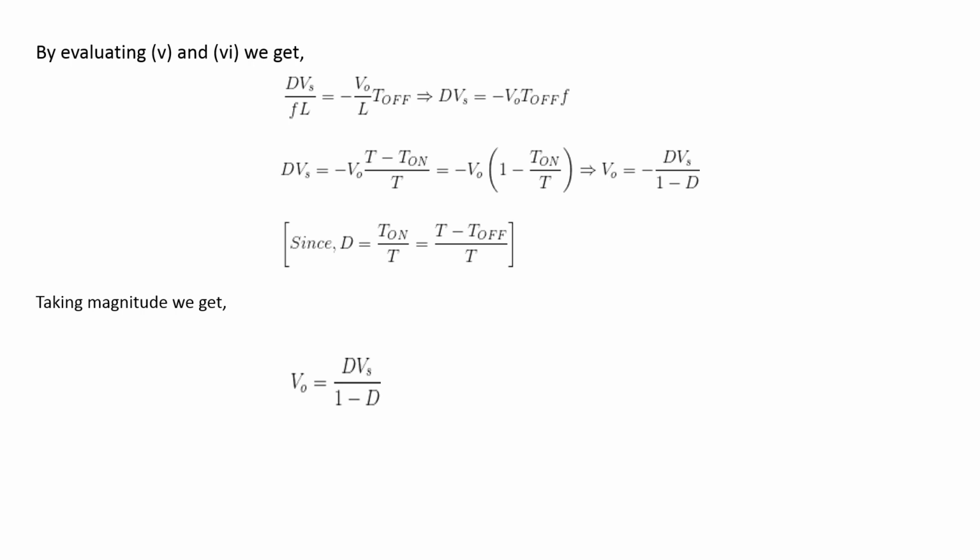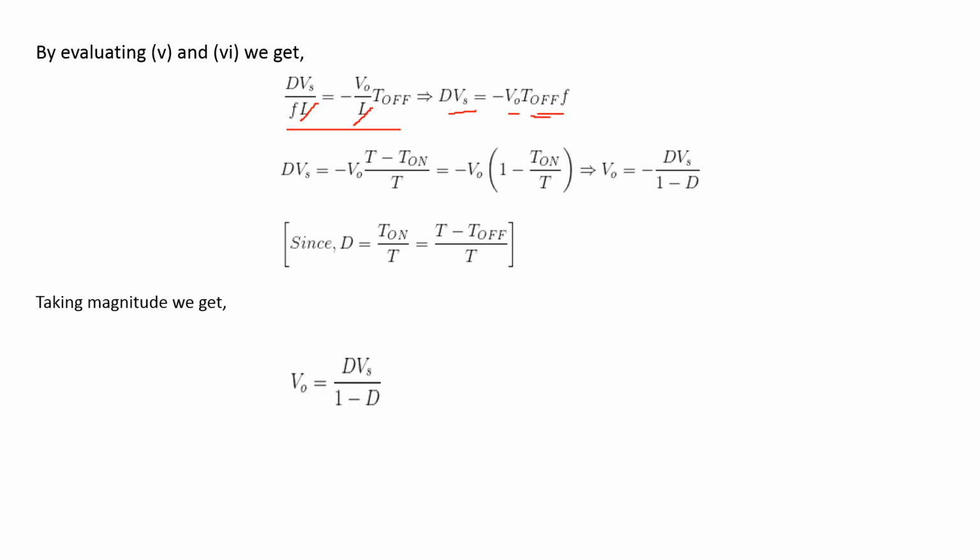Now by equating equation number 1 and equation number 2, we get this equation: D into Vs by F into L is equal to minus Vs by L into T off. From that, L gets cancelled. Then we get D into Vs is equal to minus V0 into T off into F. From that we are going to find the V0 value.